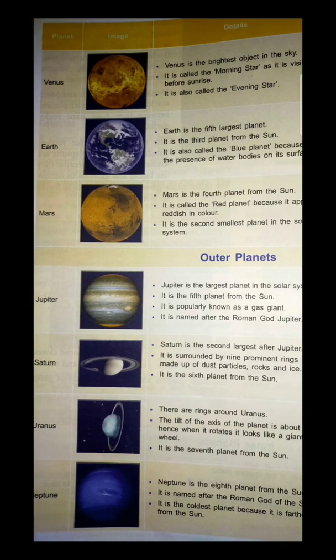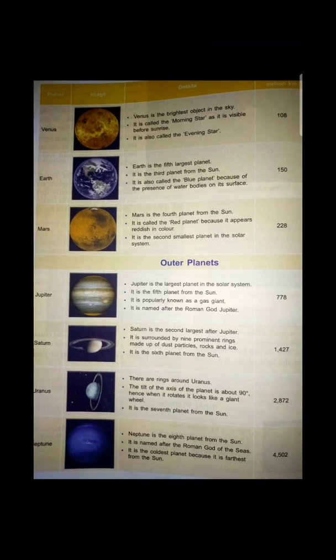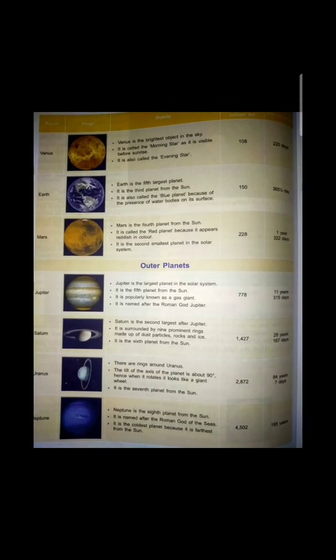The ninth one is representing Neptune. Neptune is considered the 8th planet from the sun, and it is named after the Roman god of the seas, and it is considered the coldest planet. Why is it considered the coldest planet? Because it is very far away from the sun. That is the main reason it is considered the coldest planet.